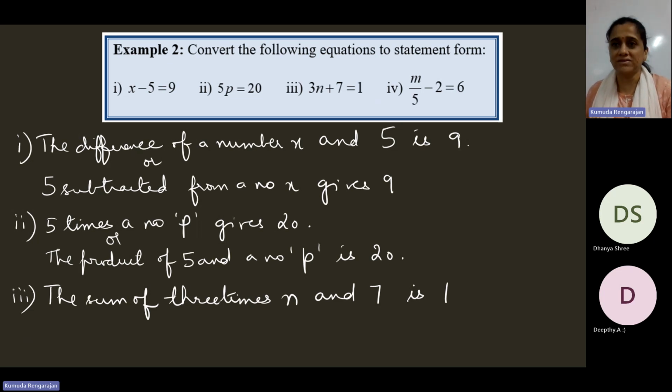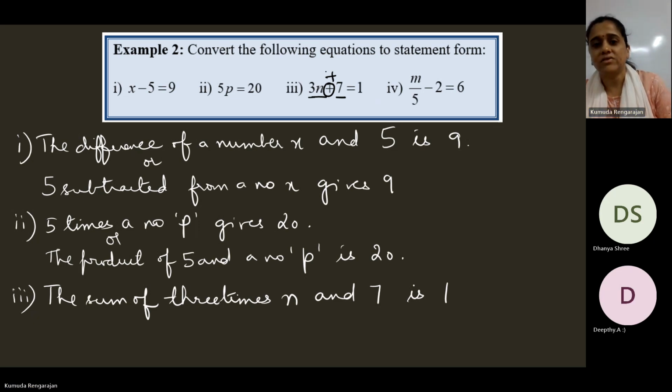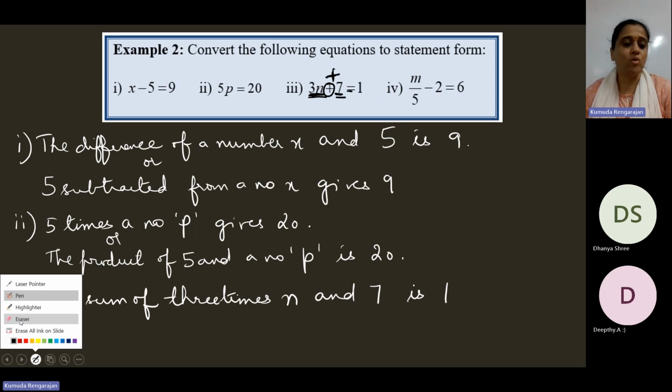In addition, the plus. So, the sum of. So what are the two things added? These are the two things added. See, this is the sum of what and what? 3 times n and 7. The sum of 3 times n and 7 is 1. Correct? Okay, now use more than and tell me.